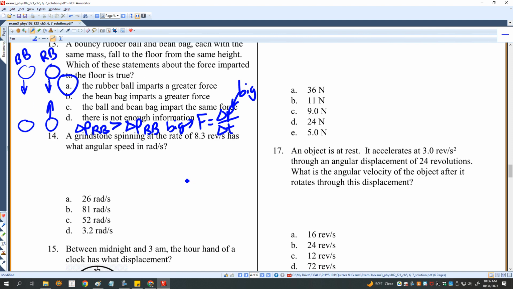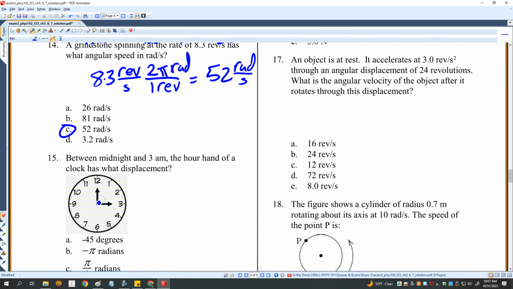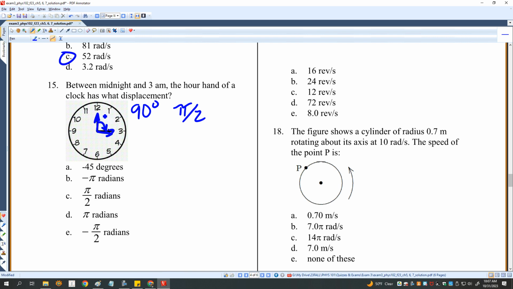Here, convert this 8.3 revolutions to radians per second. All right, do that, I get 52 radians per second. Between midnight and 3 a.m., midnight right here goes to 3 a.m. over here. The hour hand has a displacement of 90 degrees. That's also pi over 2 radians. And recognize too that it's in the clockwise direction, so it's negative pi over 2.